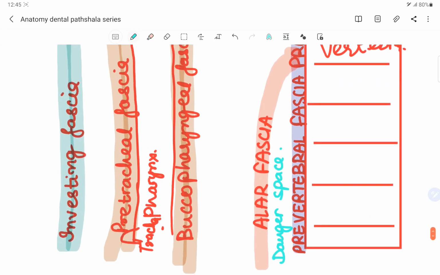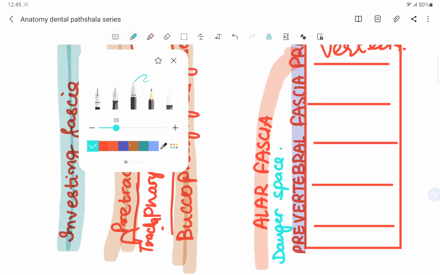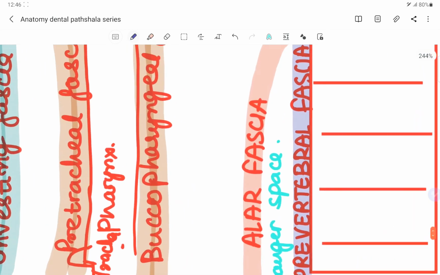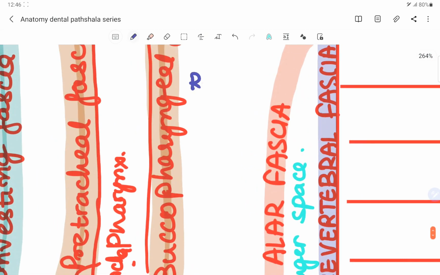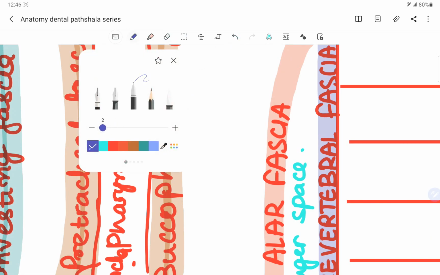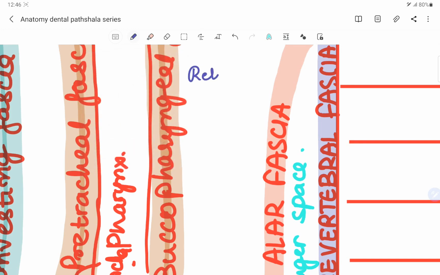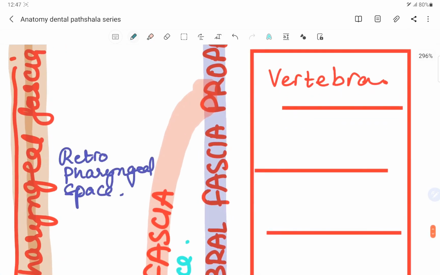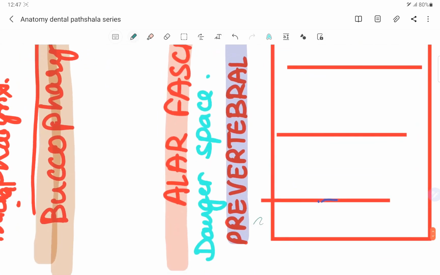Now the space which is behind the buccopharyngeal fascia, basically it is a space which is behind the trachea or the pharynx or the esophagus. So we call it the retropharyngeal space. So this space is known as the retropharyngeal space. And the space in front of vertebrae is known as the prevertebral space. So we have this prevertebral space.